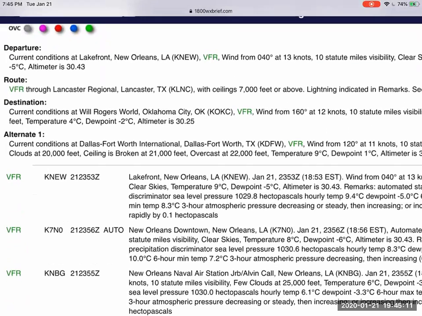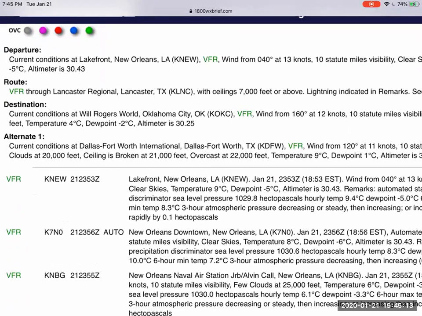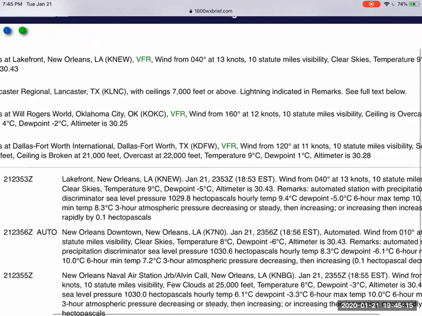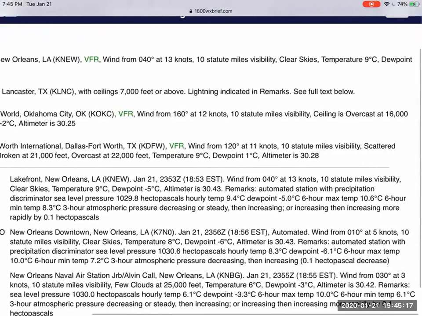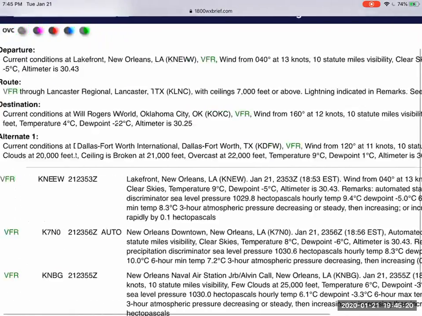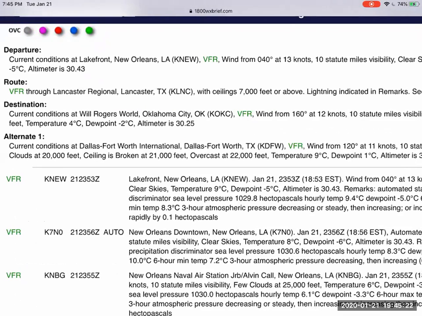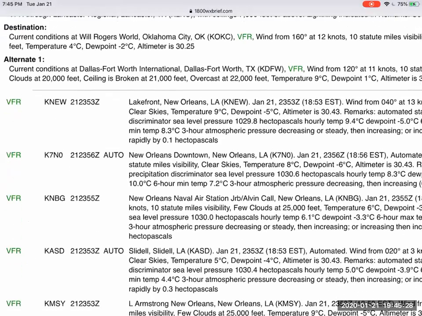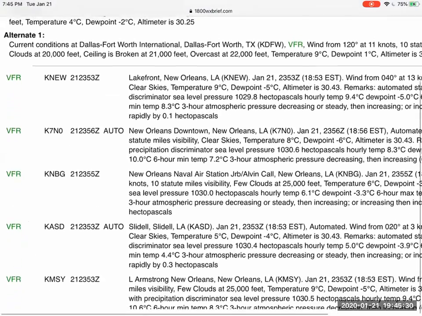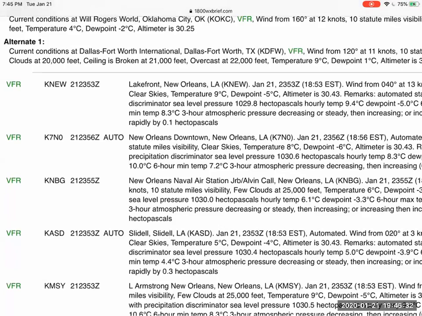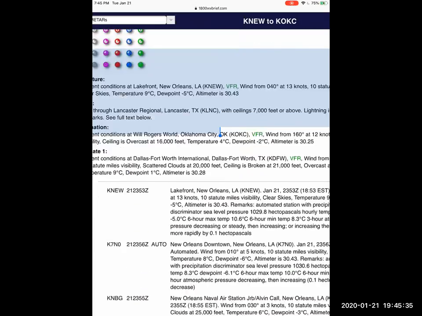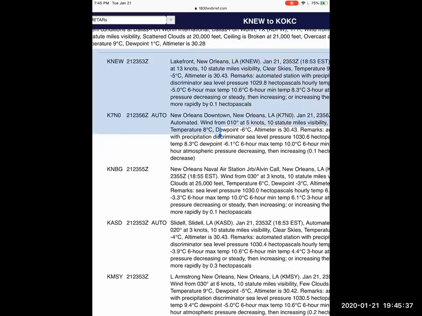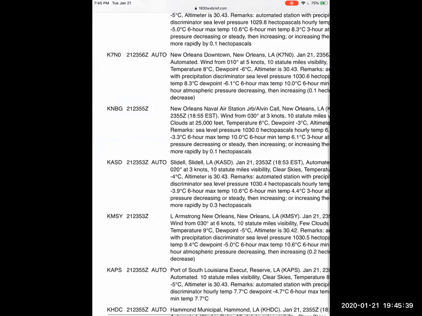Destination, current conditions at Will Rogers World, Oklahoma City. You've got winds from 160 at 12 knots, 10 statute miles visibility. Ceiling is overcast at 16,000 feet. Temperature 4, dew point -2, altimeter is 3025. Again, it looks pretty good. And the same would be the case at at least our planned possible alternate at this point. And of course, then from there, it's going to give you all the airports along your route of flight that we saw categorically before.